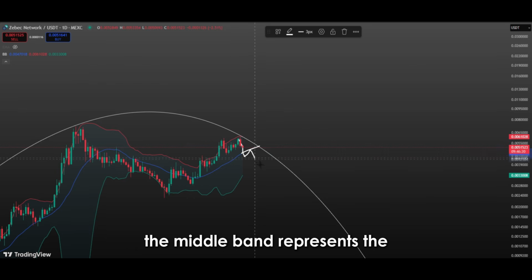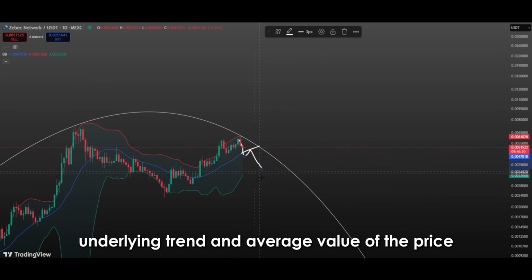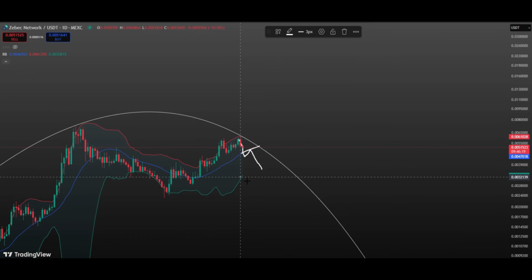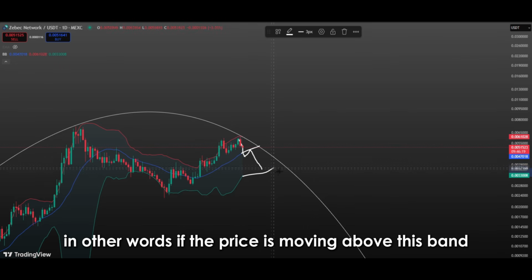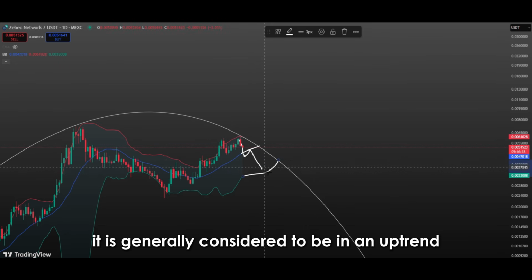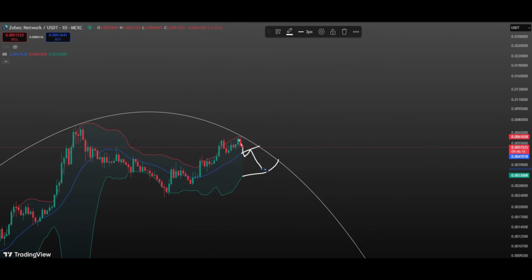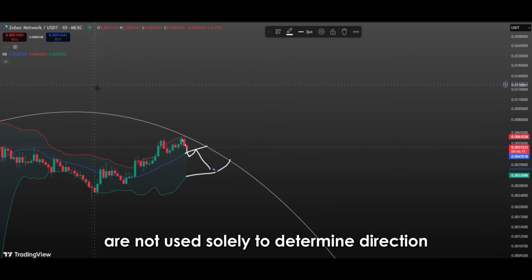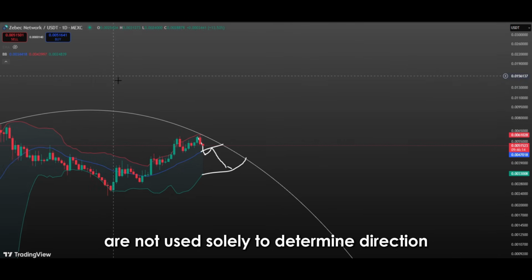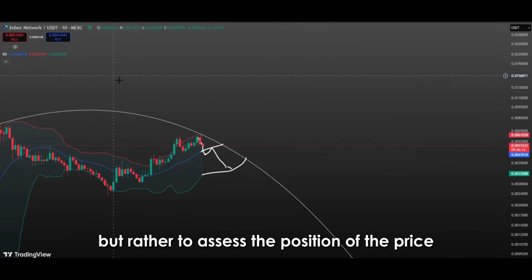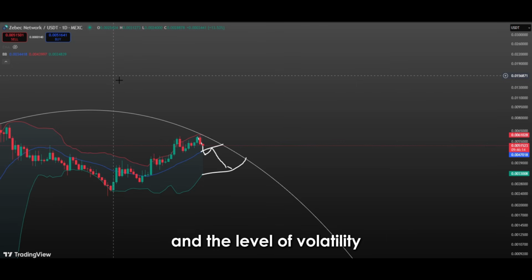The middle band represents the underlying trend and average value of the price. In other words, if the price is moving above this band, it is generally considered to be in an uptrend, while moving below it is considered to be in a downtrend. However, it is important to note that Bollinger Bands are not used solely to determine direction, but rather to assess the position of the price and the level of volatility.